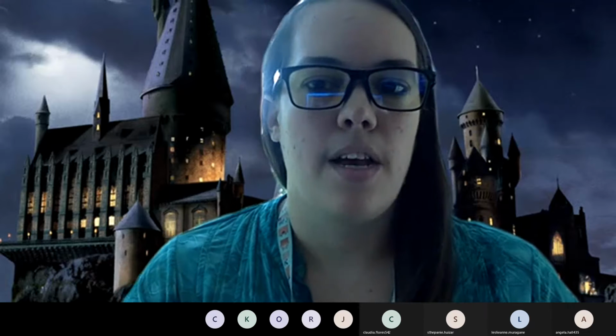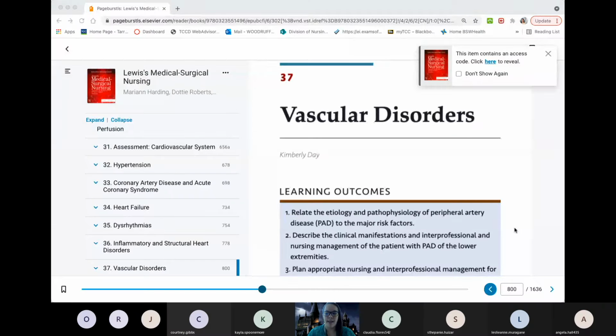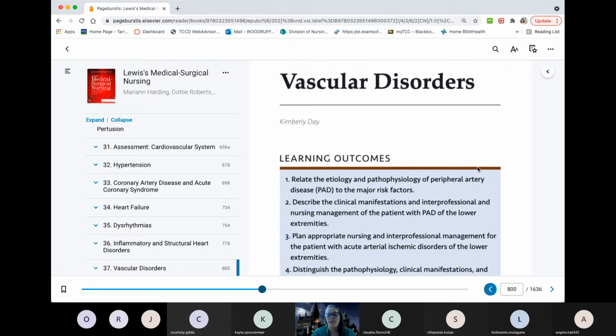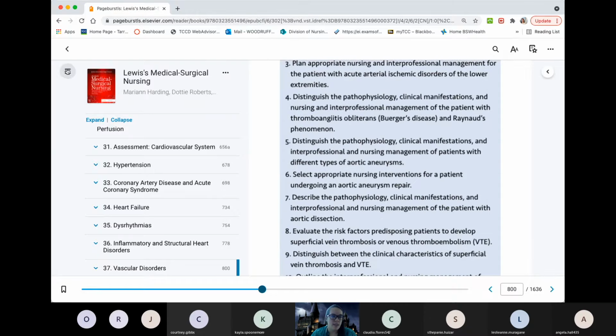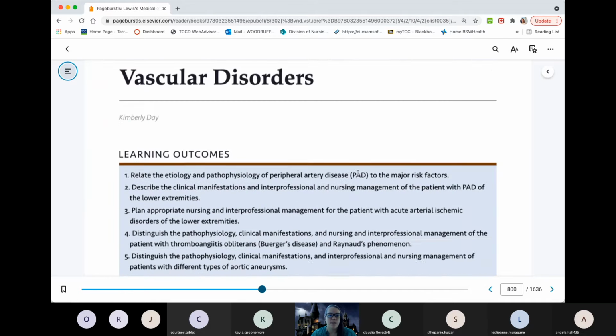All right. So I am on page 800, if you are wanting to follow along with me in the book, so you can kind of get an idea. All right. So this is what my online textbook looks like. And let me see if I can get rid of that. There you go. So this is what my online textbook looks like.